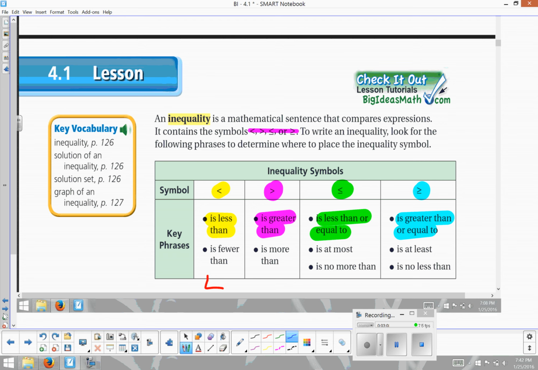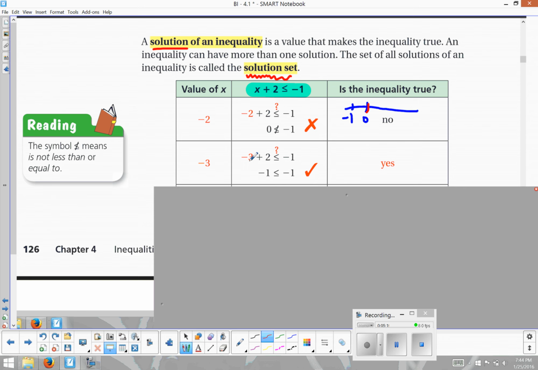Now, if I plugged in another value, -3, it says here, if x is -3, this is a true solution. So I plug it in, -3 plus 2, that's -1. Now, if you're thinking, why is this a yes? It's a yes because, remember, this symbol represents less than or equal to.